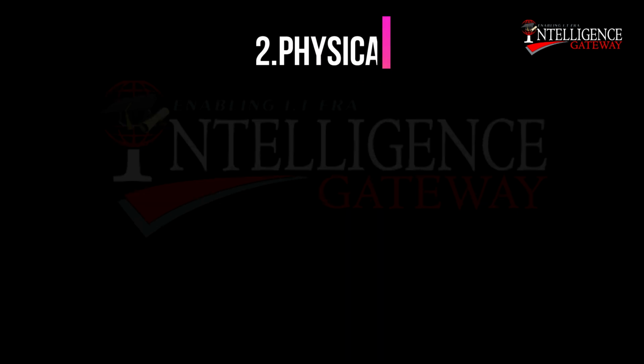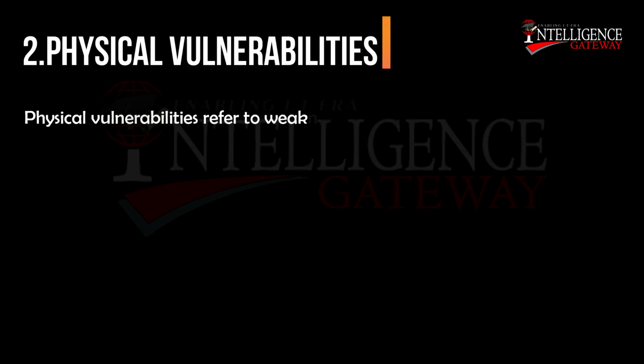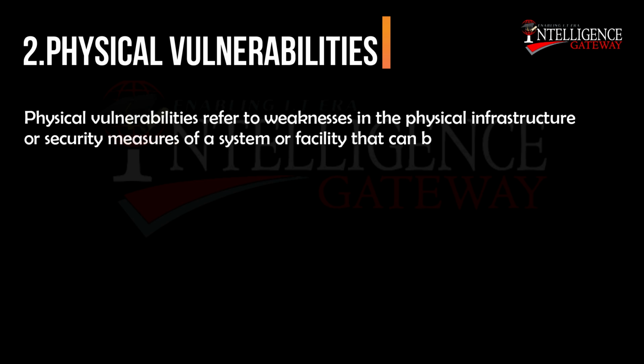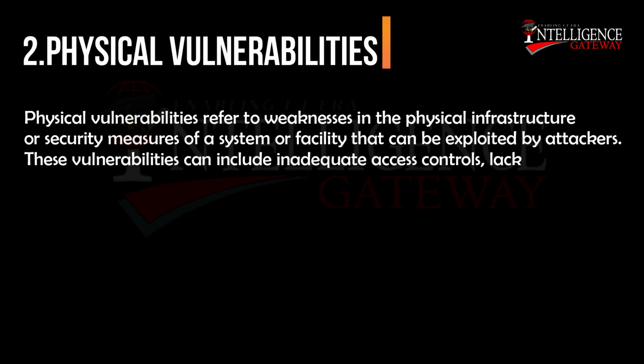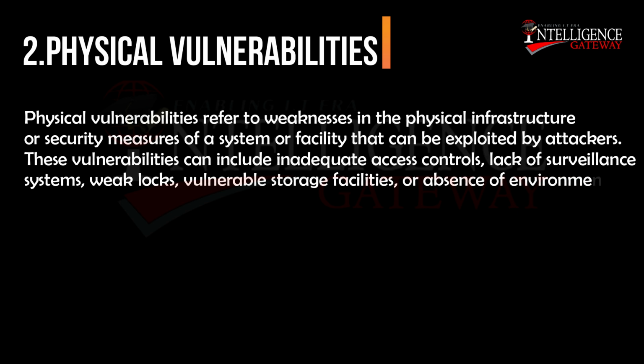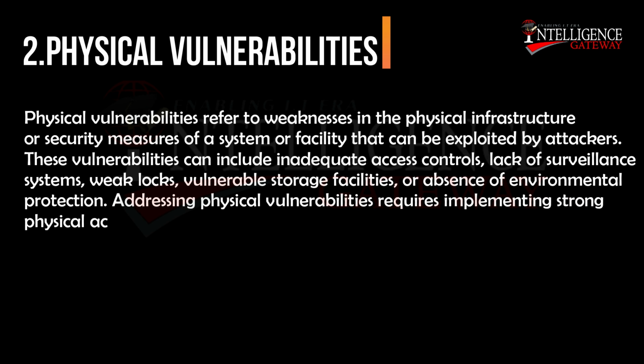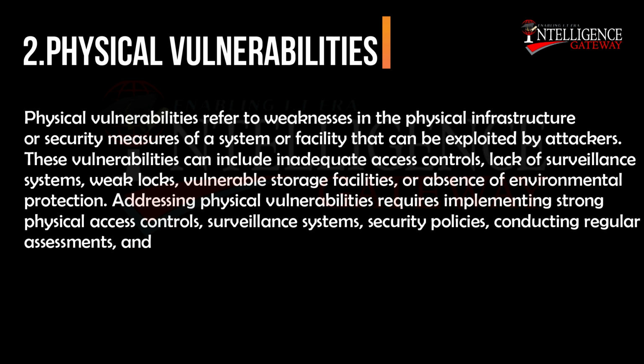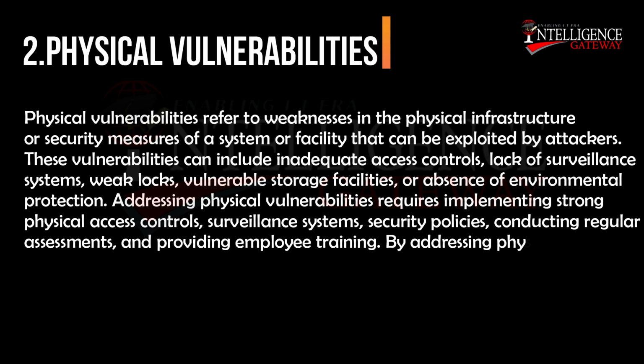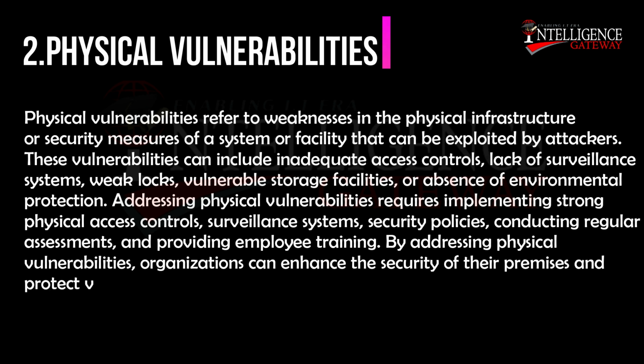2. Physical vulnerabilities. Physical vulnerabilities refer to weaknesses in the physical infrastructure or security measures of a system or facility that can be exploited by attackers. These vulnerabilities can include inadequate access controls, lack of surveillance systems, weak locks, vulnerable storage facilities, or absence of environmental protection. Addressing physical vulnerabilities requires implementing strong physical access controls, surveillance systems, security policies, conducting regular assessments, and providing employee training. By addressing physical vulnerabilities, organizations can enhance the security of their premises and protect valuable assets.